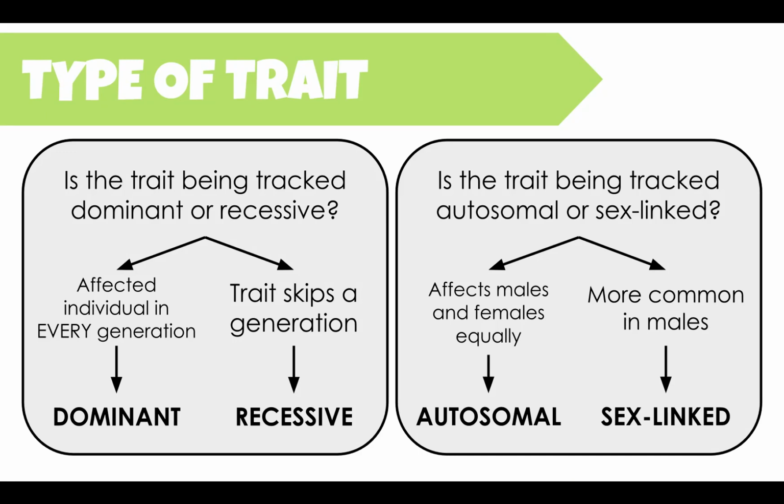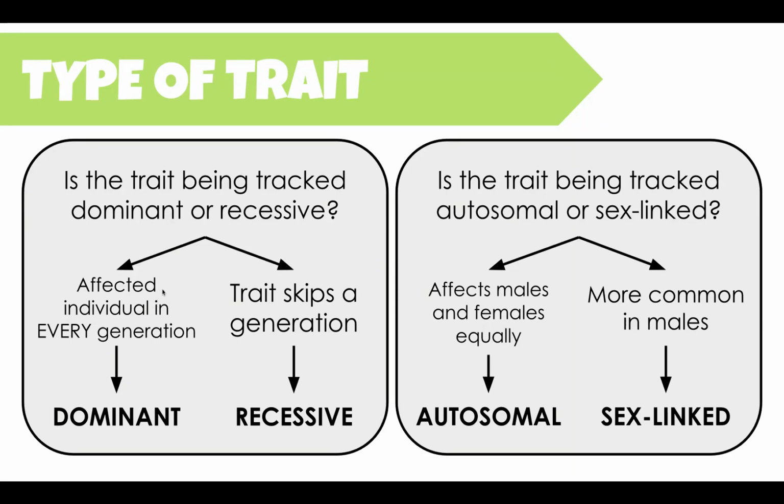So there are 4 kinds of traits, I guess, that we're going to be tracking in these pedigrees. There are 2 kinds of questions that we need to ask. The first question we want to ask is, is the trait that we're tracking in this pedigree a dominant trait or a recessive trait? Which means, is the trait showing up when you have one dominant allele, or are we tracking a trait that shows up when you have the 2 recessive alleles?